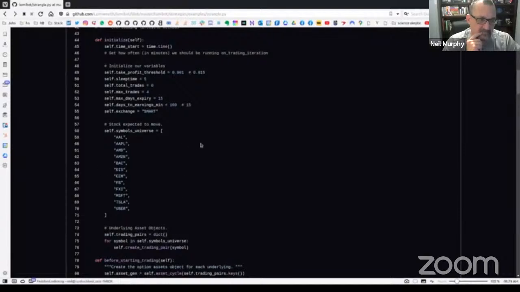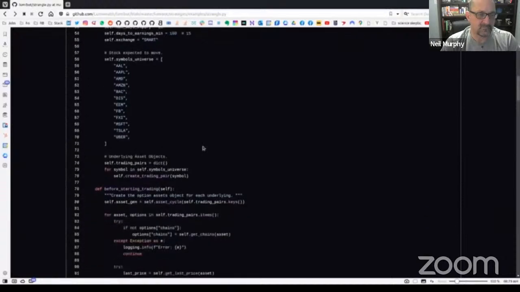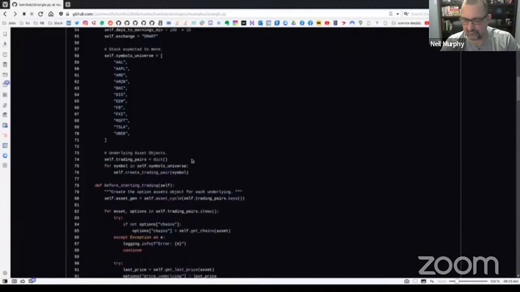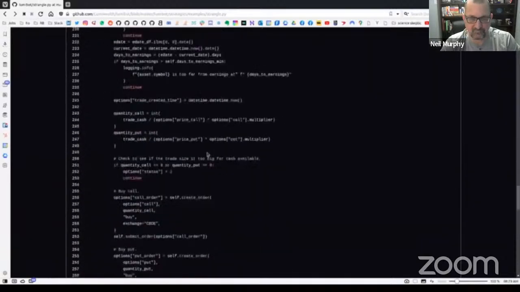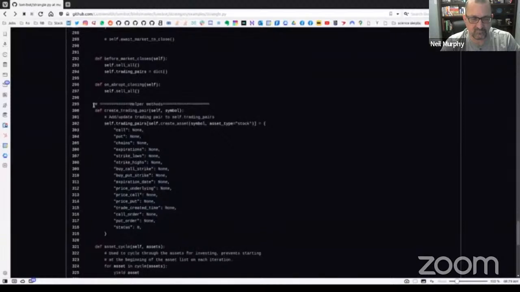I'm not going to lie, when you do option strategies, it's a little bit more work than when you're trading just stocks or doing an RSI or simple moving average or something like that, but it's worth it. Every option strategy is going to have a trading pairs dictionary. The trading pairs dictionary is going to be keeping track of all the detailed information that you need to keep track of for the strategy. If I scroll down real quick here, you can see there's a helper function to build it down here.